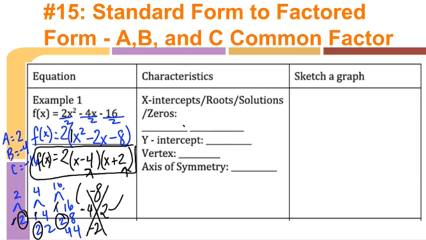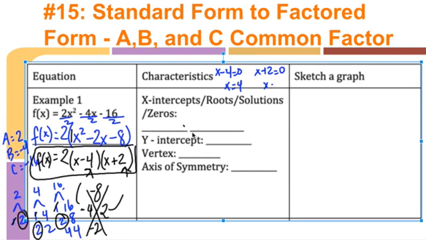plus 2. Super convenient. I can find the x-intercepts really quickly. So I've got x minus 4 equals 0. I would add 4 to both sides. I've got x equals 4. X plus 2 equals 0. I would subtract 2 from both sides and get x equals negative 2. So I've got 4 comma 0 and negative 2 comma 0.